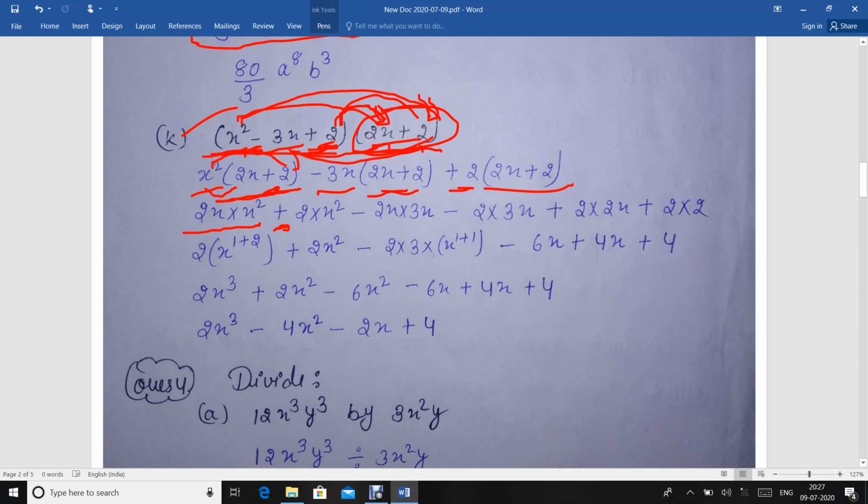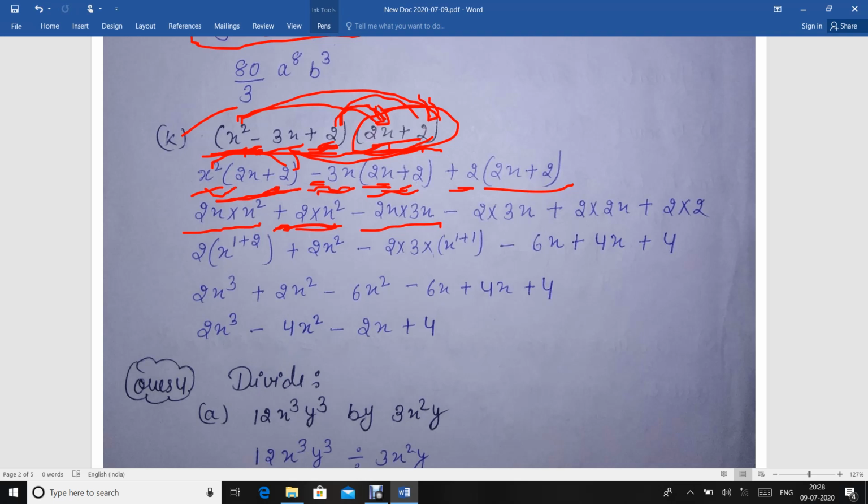x square multiplied by 2, x square multiplied by 2. Now minus 3x multiplied by 2x, minus 3x multiplied by 2x. As you can see, here is a negative sign and here is a positive sign. I have told you earlier that if there is a negative sign outside the bracket, then all the signs will be changed inside the bracket.